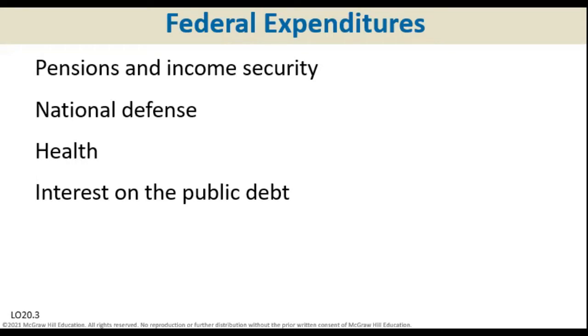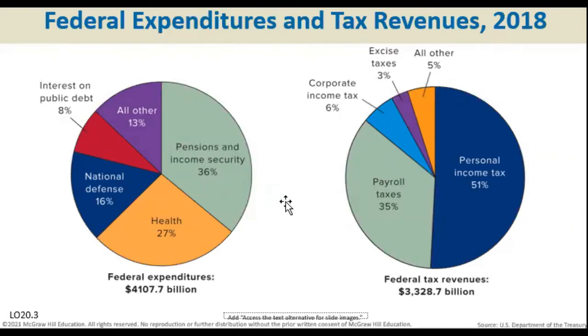The next slide gives you the breakdown, a chart that shows the sources of revenue and federal expenditures. With all the breakdown, 36% goes to pensions and income security. We have 27% of the expenditure allocated to health, 16% to national defense, and 8% to pay the interest on the debt. So if you own a government security, you are earning those interests, and you are part of this 8% that the federal government spends to pay interest to those who own government securities.